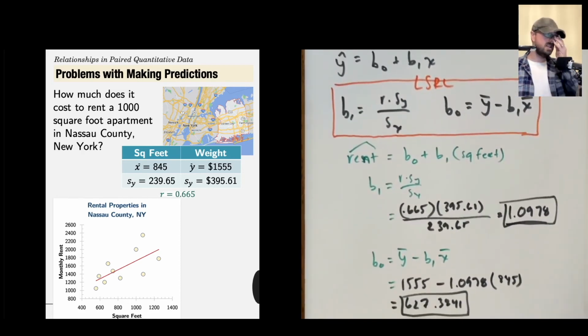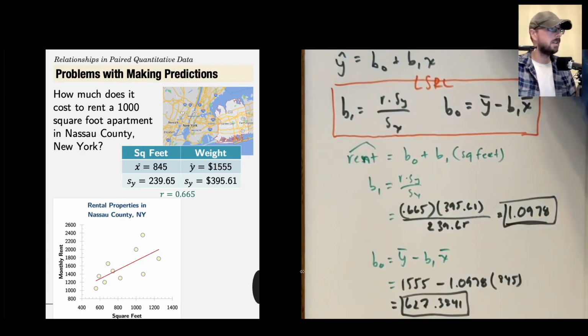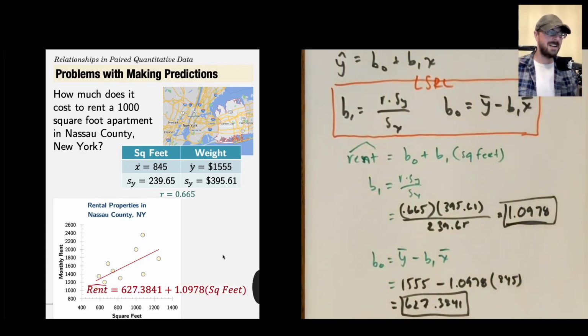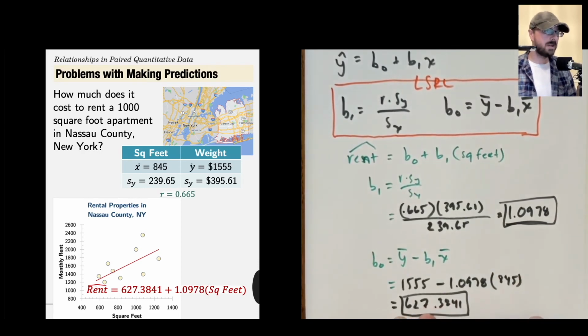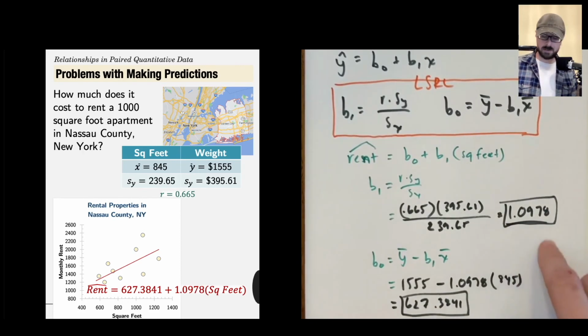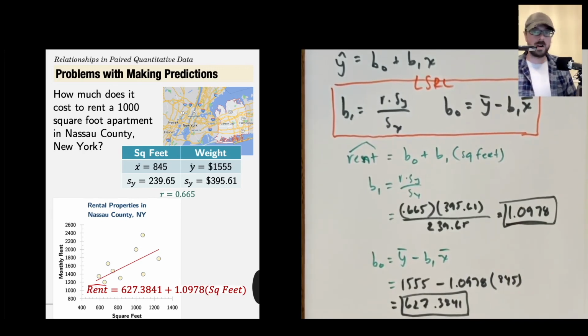So what is theoretically the equation of the line? Well, I did do this earlier. Let's see, did it match up with what I got here? Yes, the predicted rent should be the y-intercept, $627.3841, plus 1.0978 times the number of square feet of that apartment. So, all right, we have our equation.